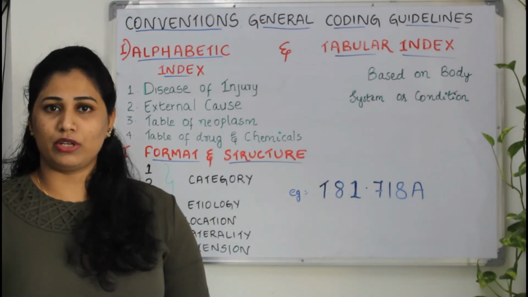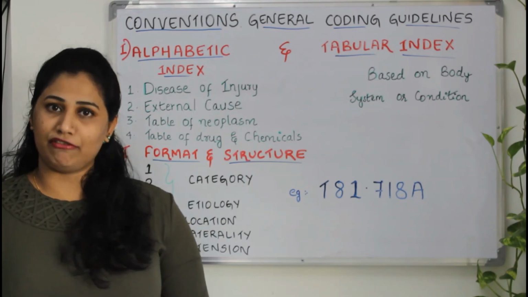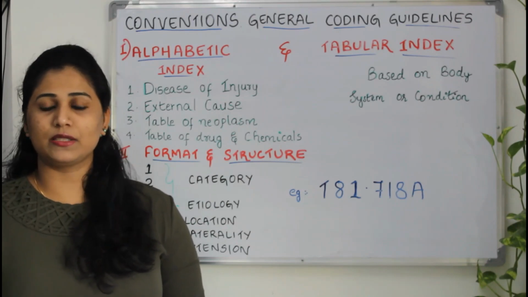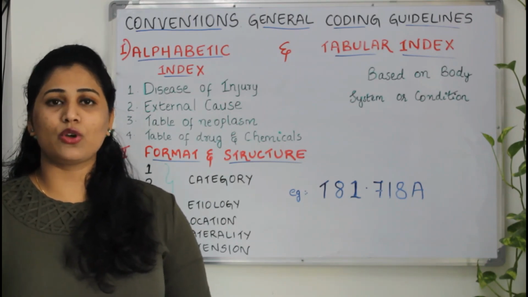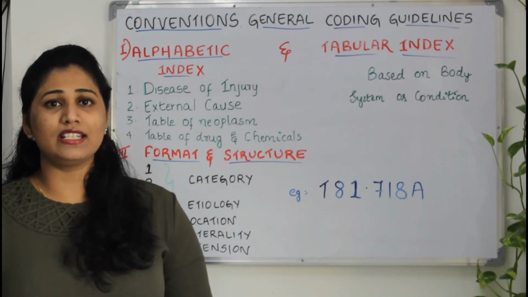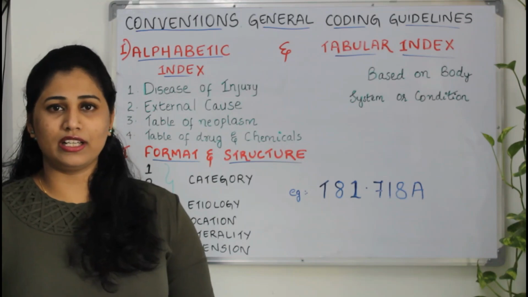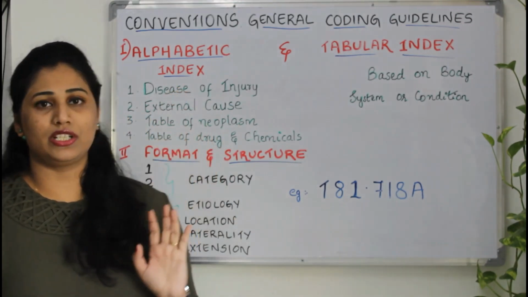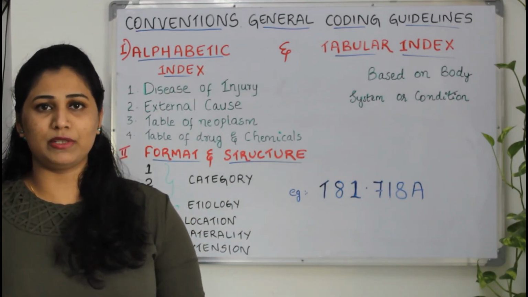That is the complete thing that comes in alphabetical index and tabular index. Mainly your book is divided into two, and the initial portion is the alphabetical index and the remaining portion is the tabular index. As the name describes, alphabetical index means everything in it falls in alphabetical order.